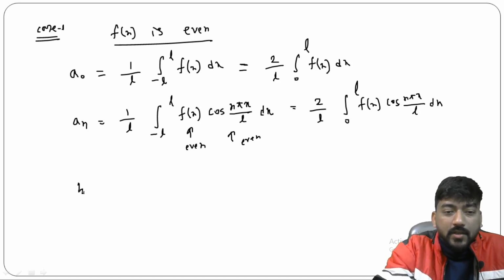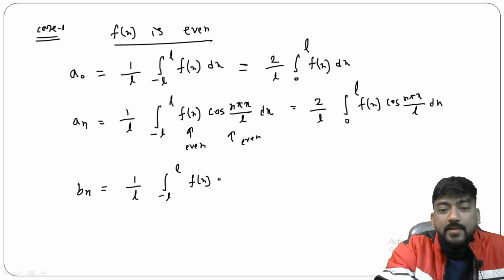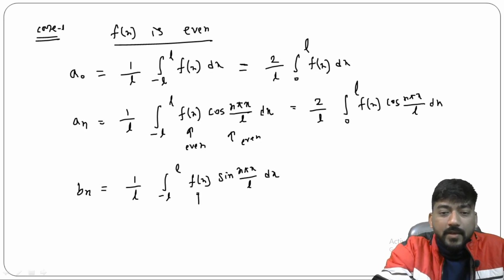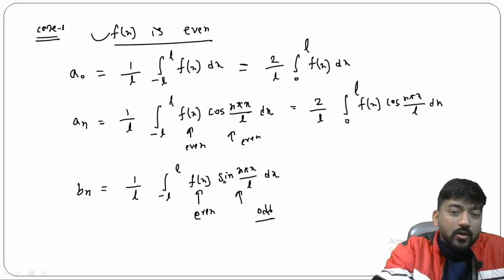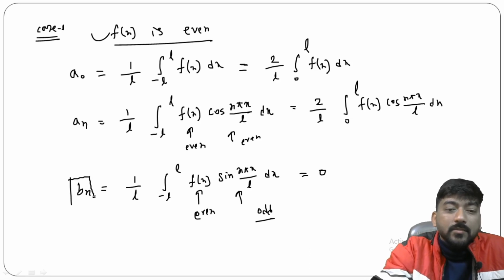And what will be b_n now? So b_n will be just 1 upon L integration minus L to L f of x sine n pi x by L into dx. Okay, and here f of x is what? It is given that f of x is an even function, and sine is always odd. So even into odd will be an odd function, and from the property, you know, minus L to L of an odd function dx will always be 0. So you can see here b_n will be 0.